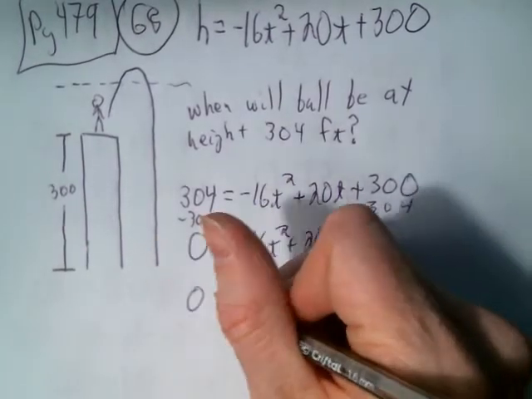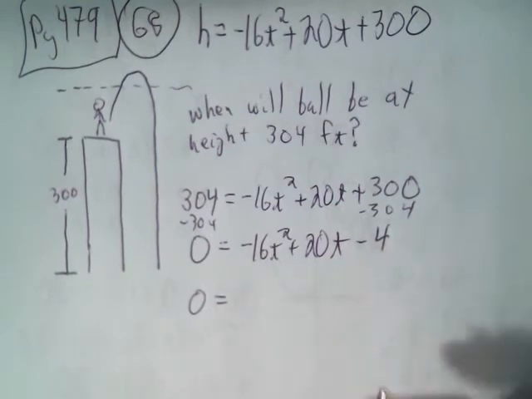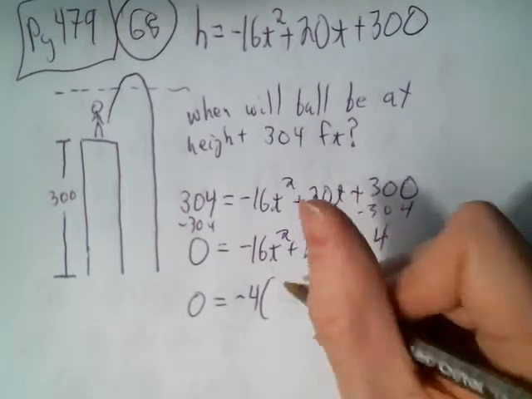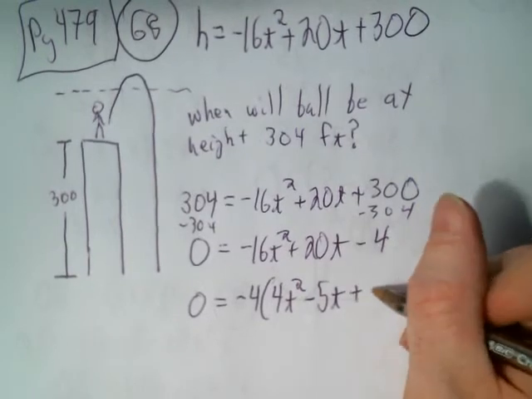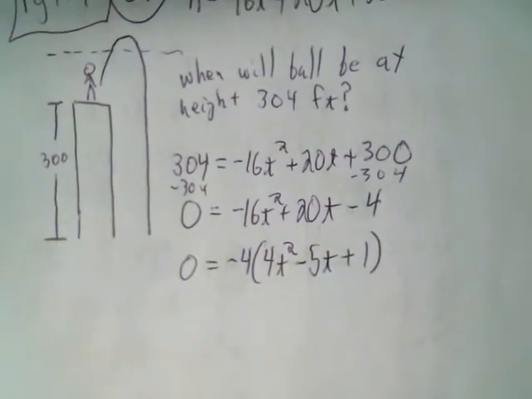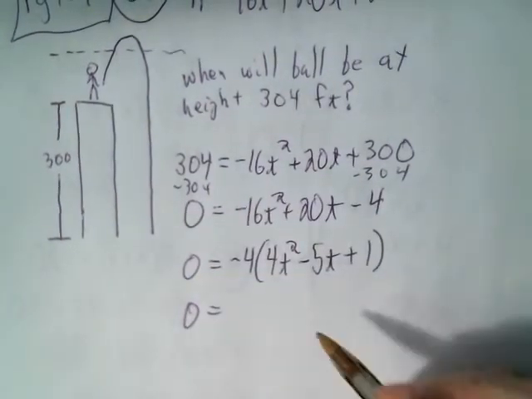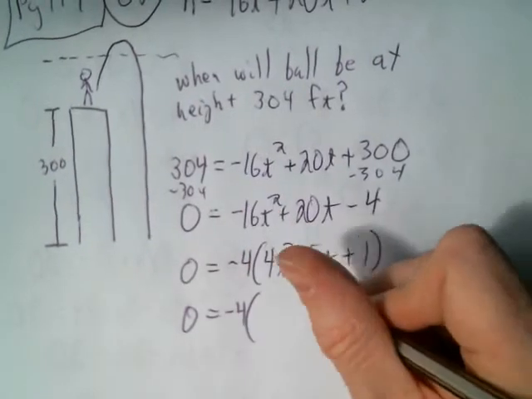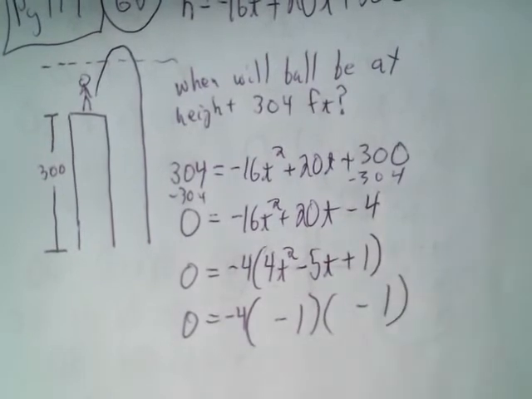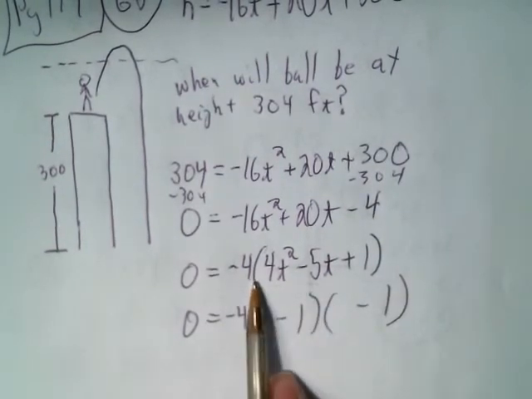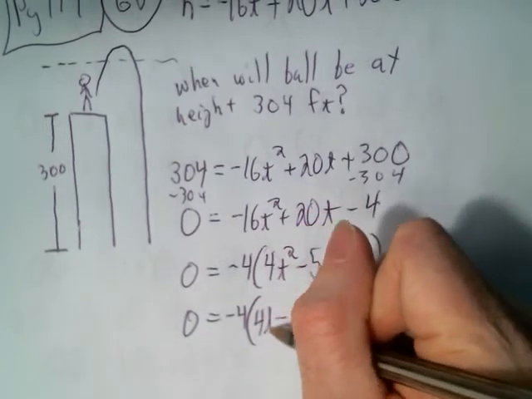Now I'm going to factor out the negative, I don't want that in there. I'm also going to factor out a 4 because each term is divisible by 4. Then I think I'll be able to factor this trinomial. It has to be minus, minus. These both have to be 1. And to get the 5 in the middle, it can't be 2 and 2. It has to be 4 and 1. So we'll go 4t and then t.